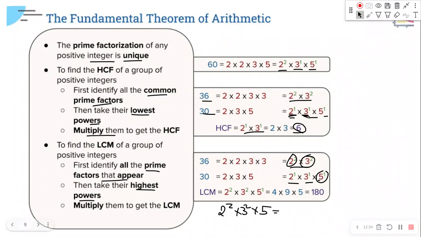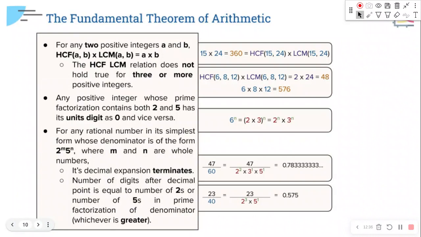Alright, now the next thing, the relationship. As we found out, for any two integers, HCF of A and B into LCM of A and B will be equal to A into B. So the HCF and LCM relation does not hold true for 3 or more positive integers. If you have 3 or more integers, you cannot use this relationship. It's only for 2 positive integers.